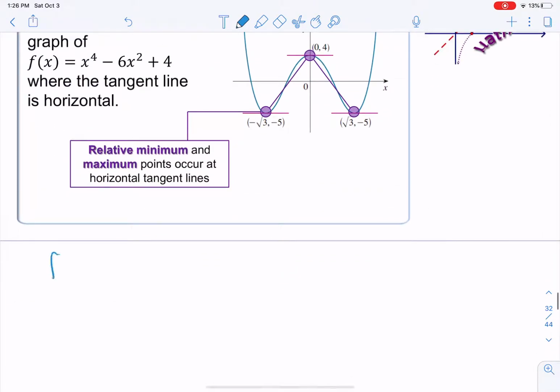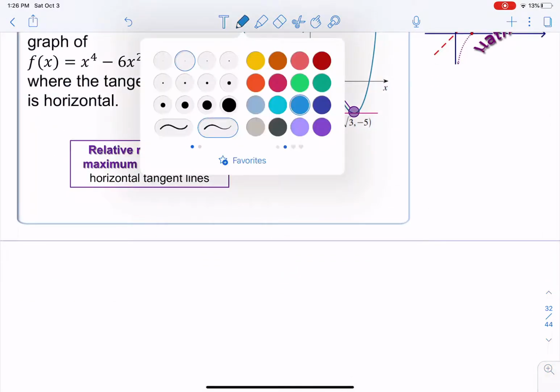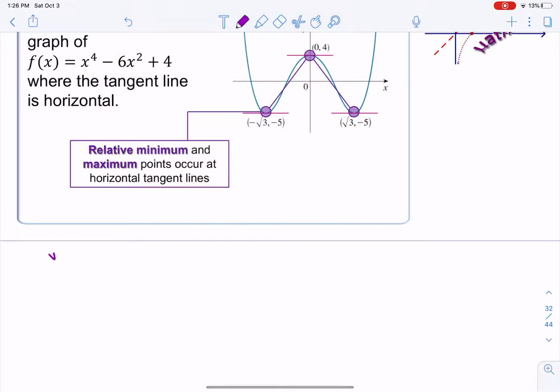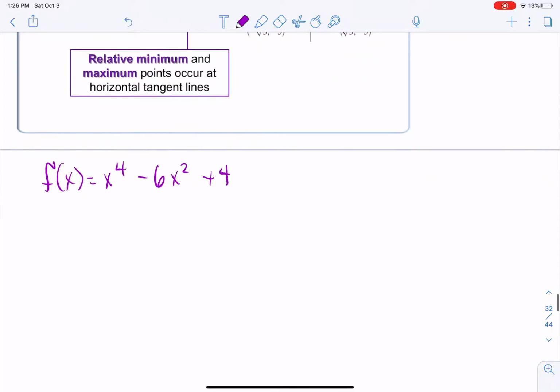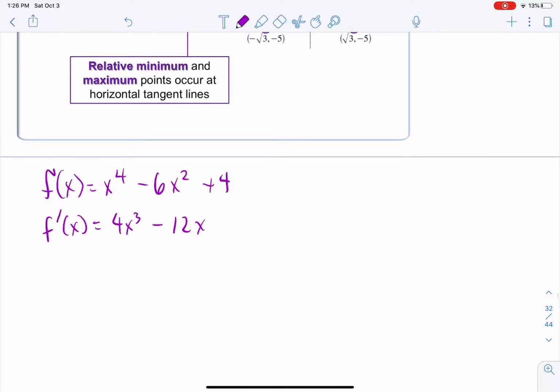Our function here, oh, this is in purple. Let's do purple. Okay, f of x is equal to x to the 4th minus 6x squared plus 4. Oh, it's going to take me hours to take this derivative. F prime of x is equal to, let's see, 4x cubed minus 12x. Ta-da! I'm done. Now, I want horizontal tangent lines. A horizontal tangent line has a slope of 0.